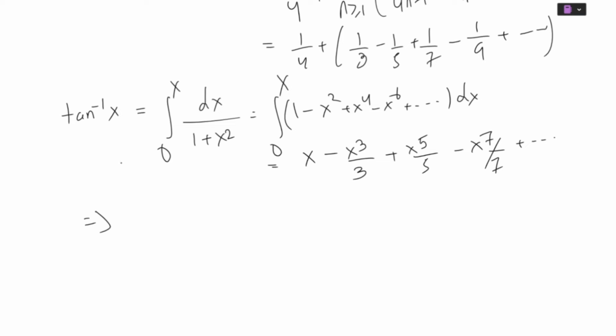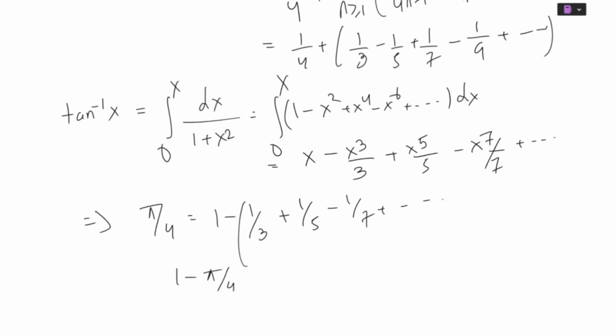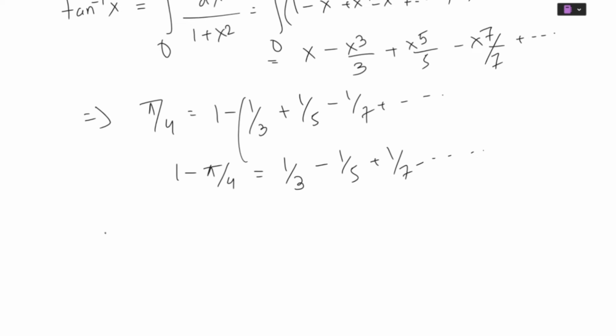Put x equals 1 here. Tan inverse 1 is pi by 4, right? And this becomes 1 minus 1 by 3 plus 1 by 5 minus 1 by 7, and so on. Now you understand the part from here is basically what you need. So if I write it the other way around, it's 1 minus pi by 4 that is basically the required part of the series that we want, right? This much is clear, and therefore the total probability is going to be 1 by 4 plus 1 minus pi by 4, which is 5 by 4 minus pi by 4.